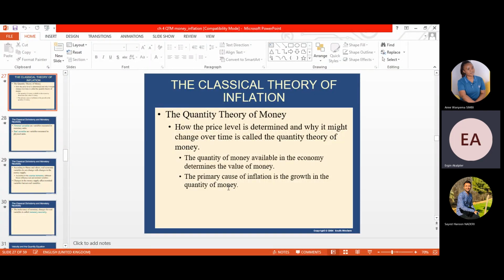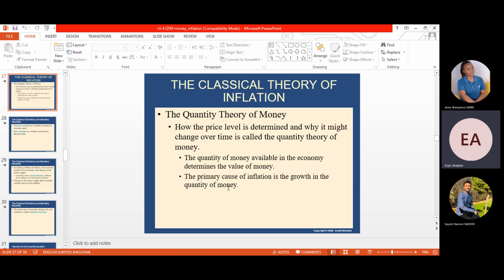How the price level is determined and why it might change over time is called the quantity theory of money. As you understand from this sentence, the price is also very important in the quantity theory of money, as I mentioned and explained as much as possible from this content. The quantity of money available in the economy determines the value of the money. Therefore, if you have sufficient money, this will increase the amount of money, and it also affects the value of the money.